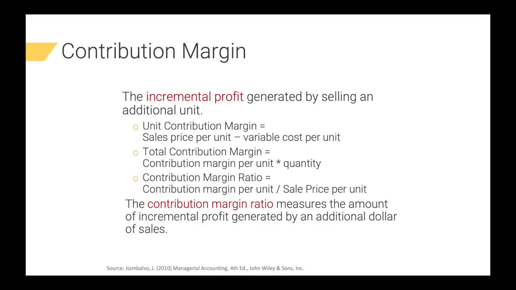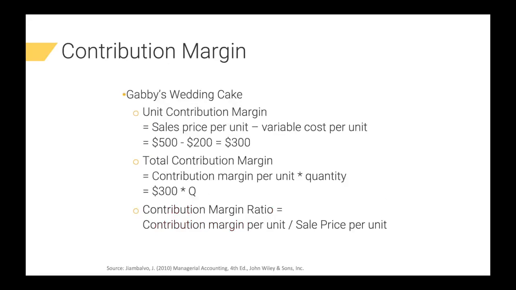Contribution margin ratio equals the contribution margin per unit divided by the sales price per unit. Contribution margin ratio measures the amount of incremental profit increased by an additional dollar of sales. Let's take Gabby's wedding cake, for example.